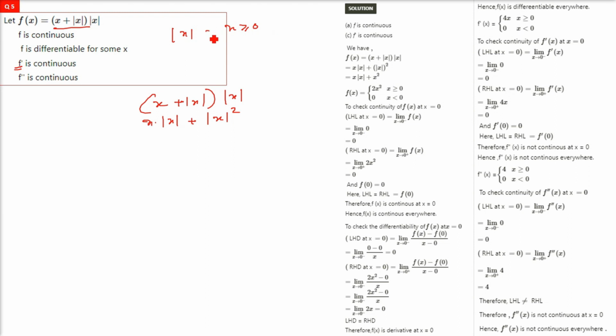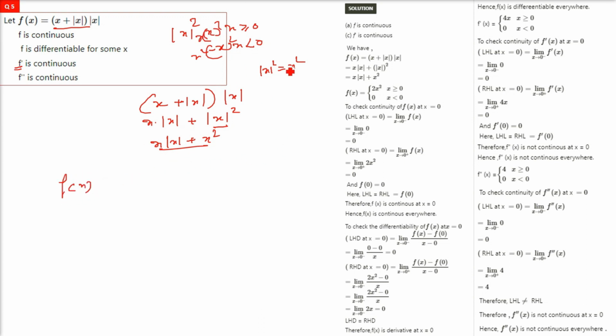Modulus x is x when x is greater than or equal to 0. It is going to be negative x when x is less than 0. But when you square it, modulus square, it is going to be x square and negative x whole square, both will be x square eventually, right? So modulus x square is eventually equal to x square only. You can just write it as x square, because when you square the negative, it will always be positive. So what do you get? X into modulus x plus x square. Okay. Now let us find out and write the proper f(x).